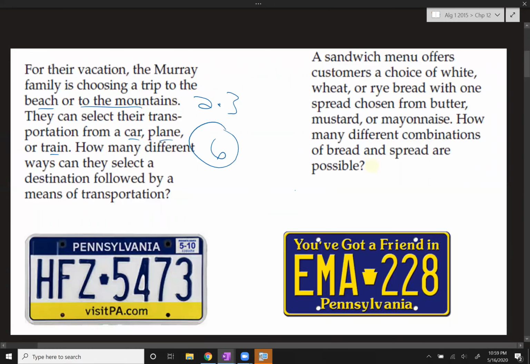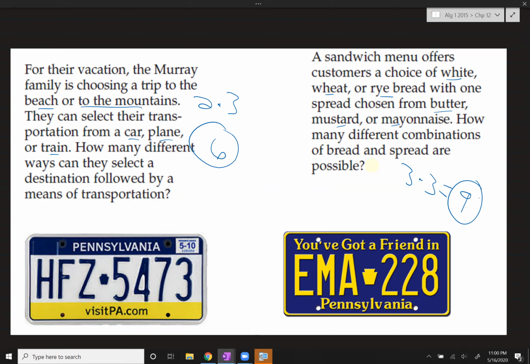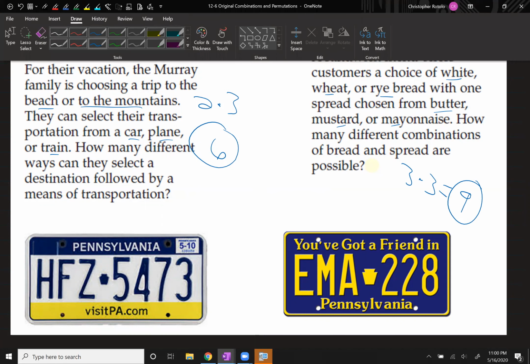But hey, maybe when they get there, they're hungry for a sandwich, right? So here's what they can get. They can get white, wheat, or rye bread, that's 3. They can then choose butter, mustard, or mayonnaise, that's 3. How many different combinations of bread and spread are possible? 9. So they actually have more choices for this generic sandwich than they do for how they're going to get there. All right, these are kind of the middle school idea, just getting you into that very, very basic idea.